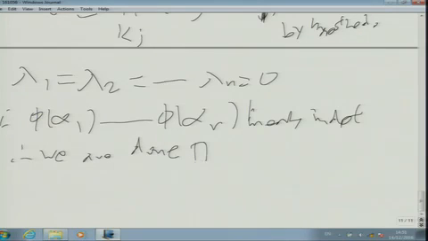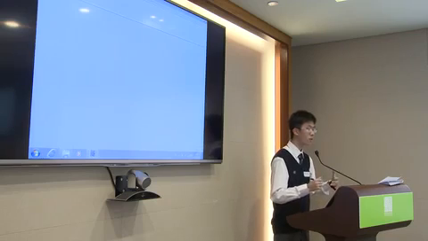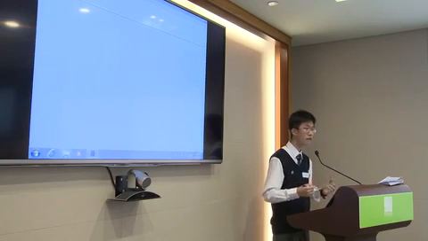Therefore, phi(alpha 1) to phi(alpha n) are all linearly independent, and we are done with the proof. And apart from this, besides the main theorem, I also proved some variants of it, which is, instead of enforcing all the coefficients a_i to be positive, we can have some of them be zeros.